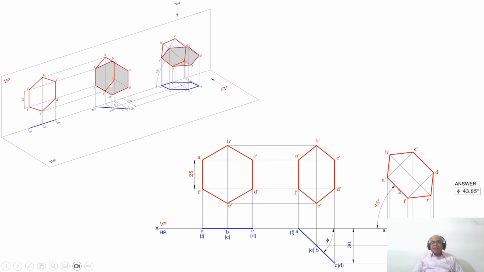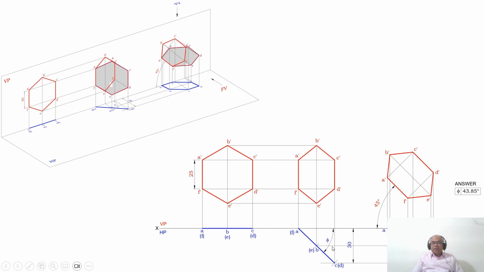Then join A dash to B dash, B dash to C dash, C dash to D dash, D dash to E dash, E dash to F dash, F dash to A dash with a dark line. So once you do that, now we are able to redraw the second position front view by rotating at an angle of 45 degrees to HP. Then you draw a vertical projector from both A dash and F dash to the XY line because AF is on the XY line. You mark this point as A, you mark this point as F.